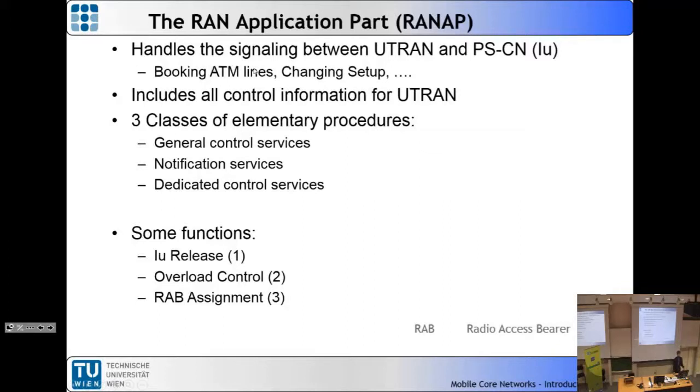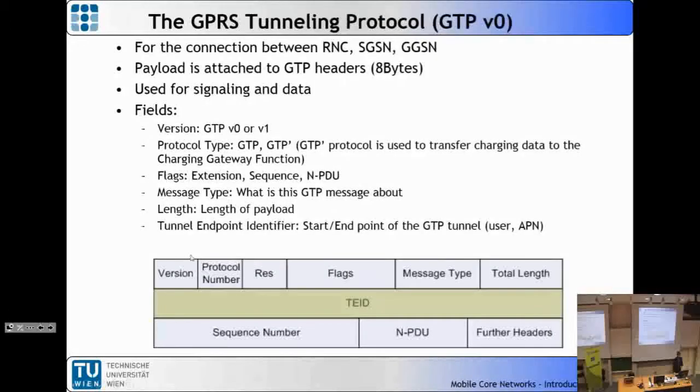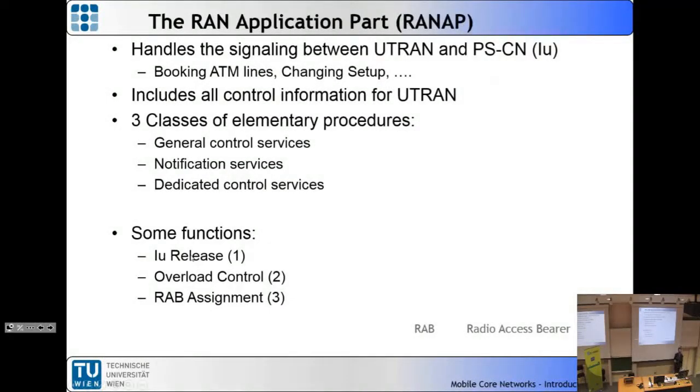So what can it use? Well, there are these 3 elementary procedures. We have the control service, notification service, and the dedicated control service. And typical functions are to release an IU interface, for example. If you remember, we had IuPS as the interface between an RNC and an SGSN. The overload control, to take care that packets are not lost because the RNC cannot store them anymore, or a radio access bearer assignment. There was this part when you tell the RNC, okay, you found the user, please start to establish a radio access bearer, because you also have to handle these elements.